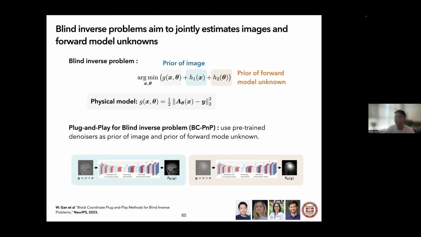The key idea is to use a pre-trained denoiser as a prior of images, as well as the prior of the forward model unknown. Because previously I said you could use a pre-trained denoiser for images, but here in BC-PnP, we push the limit further. We say, hey, you could also use a pre-trained denoiser for the forward model unknown. And that's the idea of BC-PnP for solving blind inverse problems.